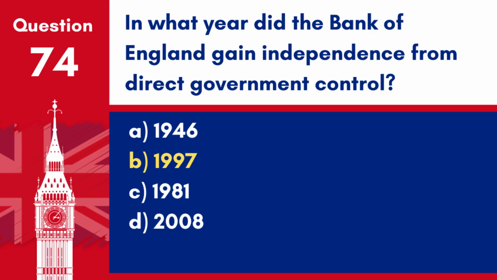Answer: B. 1997. The Bank of England gained independence from direct government control in 1997, granting it the authority to set interest rates independently to control inflation.